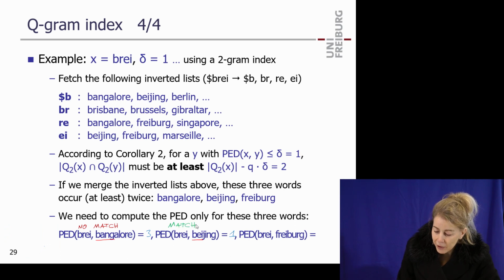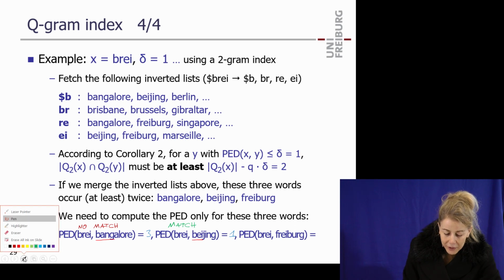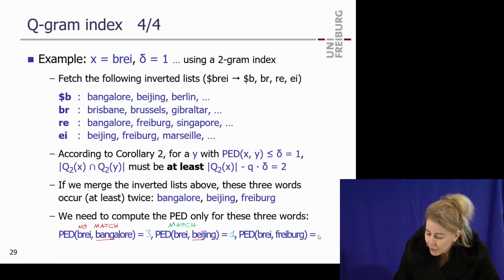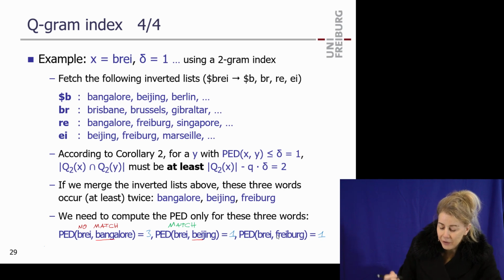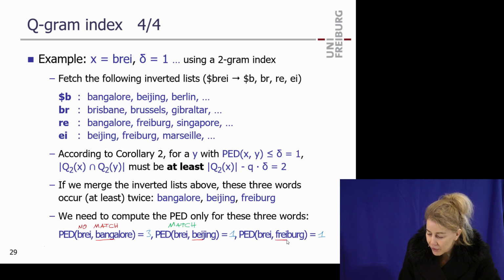And the last one, 1. That's correct. It's 1, and the prefix is just Frei. In this case, the engine does not know what I mistyped. So it's actually Frei. And that's another match.